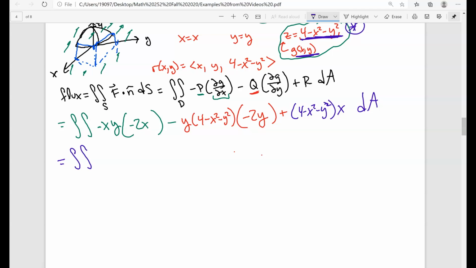So the double integral over the region D of positive 2x squared y. Then this guy is going to give me a positive. I'm just going to write down what I ended up getting. So plus 8y squared minus 2x squared y squared minus 2y to the fourth plus 4x minus x cubed minus xy squared. Okay, so this is what you end up getting when you FOIL all of that out, dA.